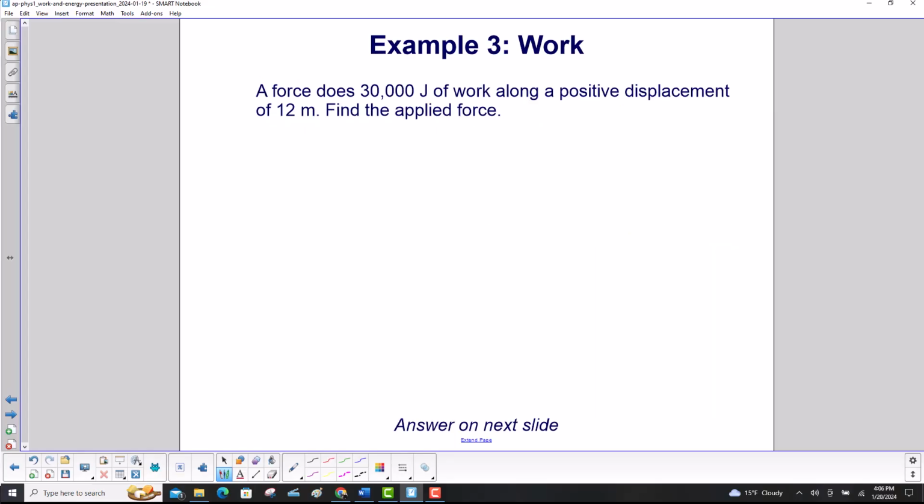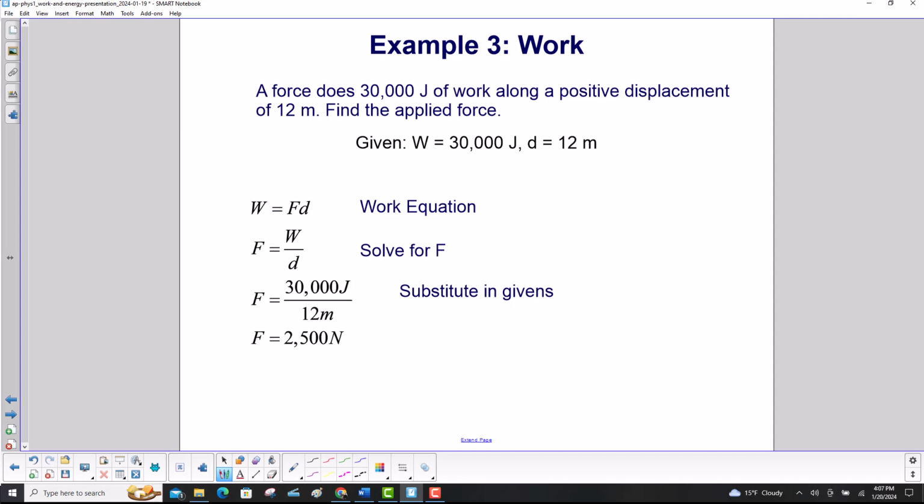A force does 30,000 joules of work along a positive displacement of 12 meters. Find the applied force. The positive displacement is represented by plus 12 meters, and since we're doing positive work, that has to be in the same direction. So we take our work equation, again, not the two-dimensional version, we divide both sides by d, and we substitute in our values, and we get 2,500 newtons.